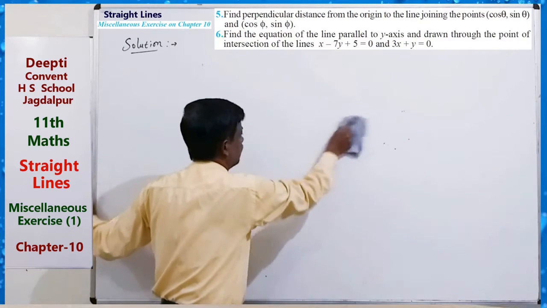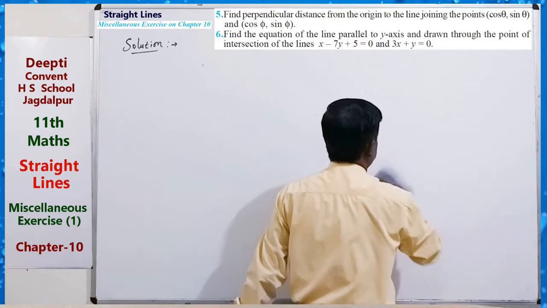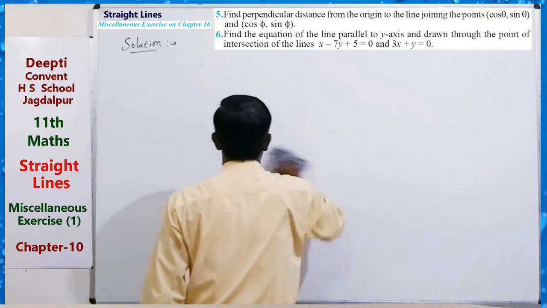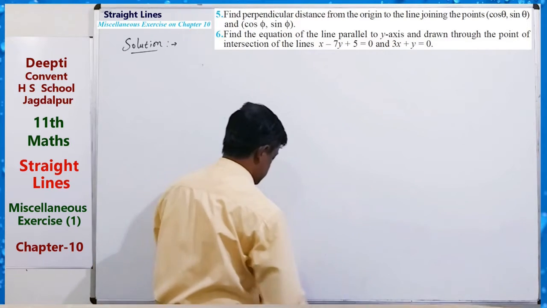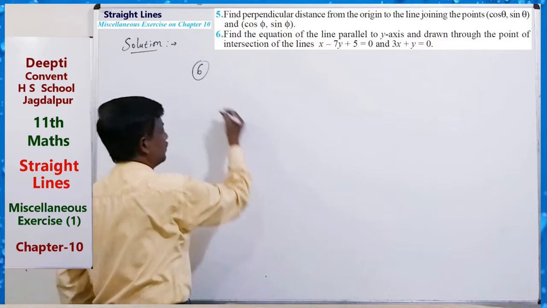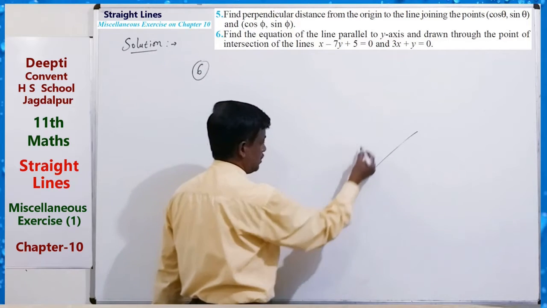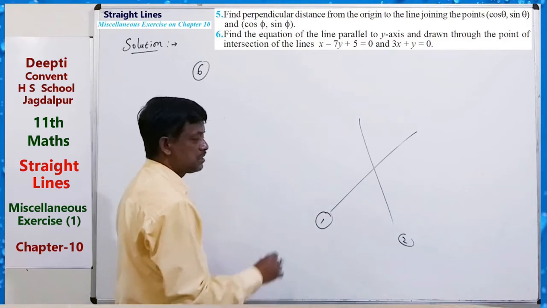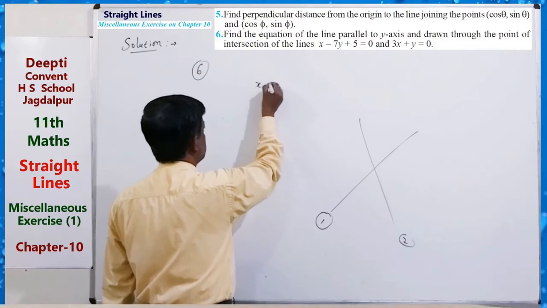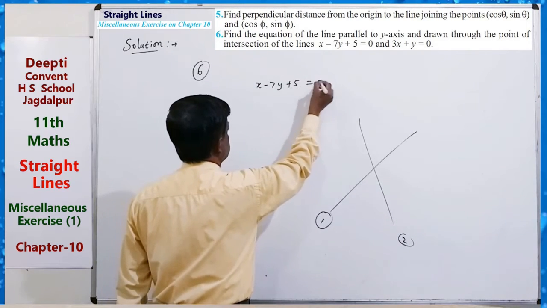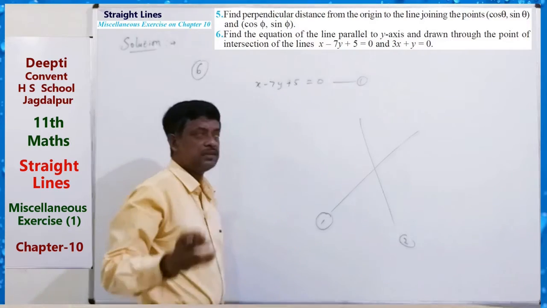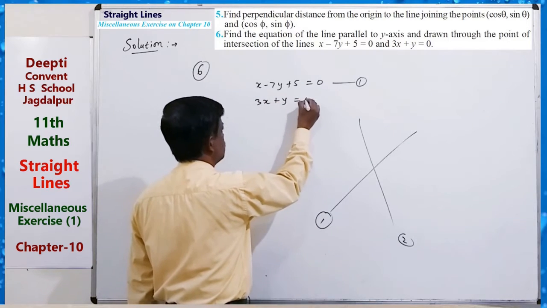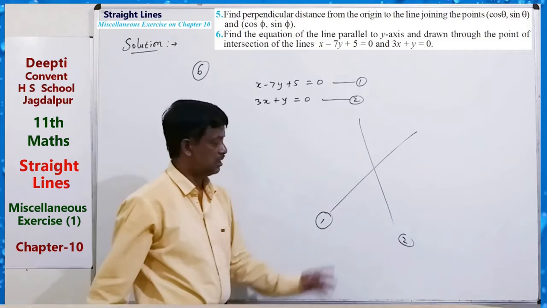So, very simple question. Just solve the given equations. Find the intersection point first of all, and we require the equation of the line. Here, question 6. One line is given, and another line is given. The first line is x minus 7y plus 5 equals 0. And the other line is 3x plus y equals 0. These are the two lines, line 1 and line 2.